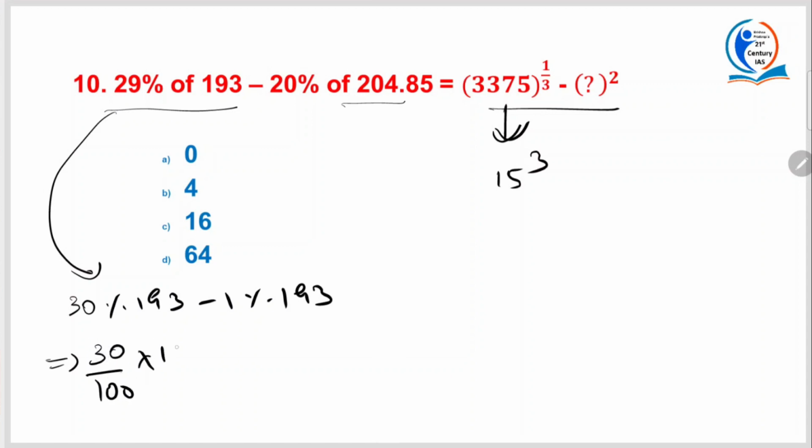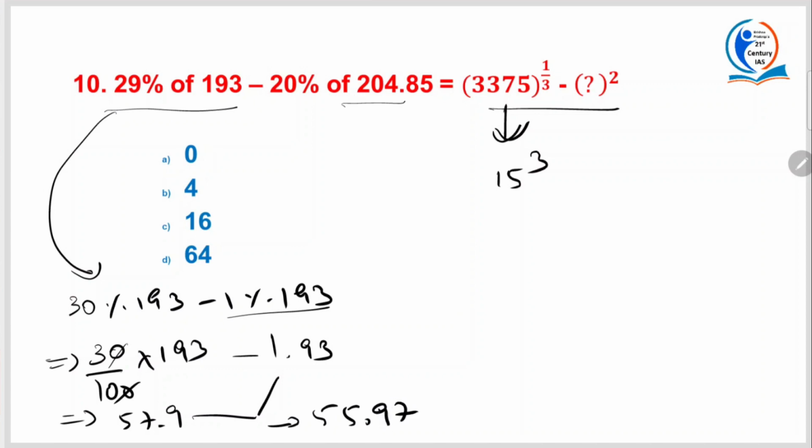30 by 100 into 193, that is how much? 3 3s are 9, 5, 7, yeah, 57.9 minus 1.93, because 1% of 193 is 1.93. So how much will you get? You will get 55.97. Alright, so this first term is 55.97. Now 20% of 204.85. So how much is it? It is 20 by 100 into 204.85.